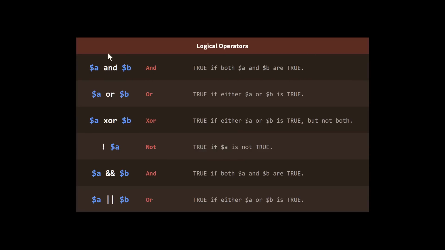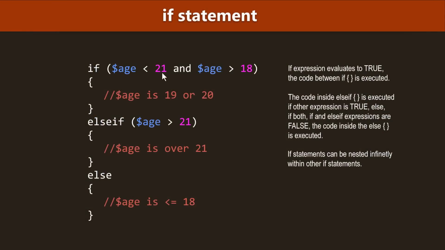So we have two conditional expressions here. Age is less than 21 and age is greater than 18. So if both of these are true, then our statement is going to be executed. So if the age is 19 or 20, which is between 21 and 18, then this statement is going to be executed. Next, we have an else if another condition is true. So if age is over 21, then the next statement will be executed, and else if age is less than or equal to 18, then this statement will be executed.